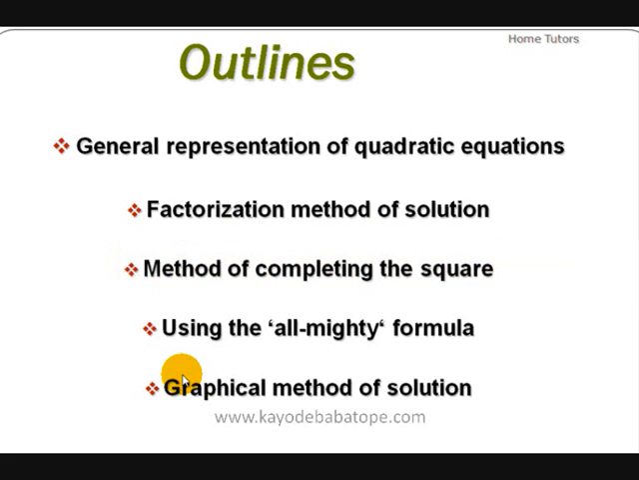Alright? Because there are generally 4 different methods for solving quadratic equations. One of them is the factorization method. The other is the method of completing the square. The other is what is popularly known as the using of almighty formula. And then we will also look at the graphical method for finding the solutions to quadratic equations.